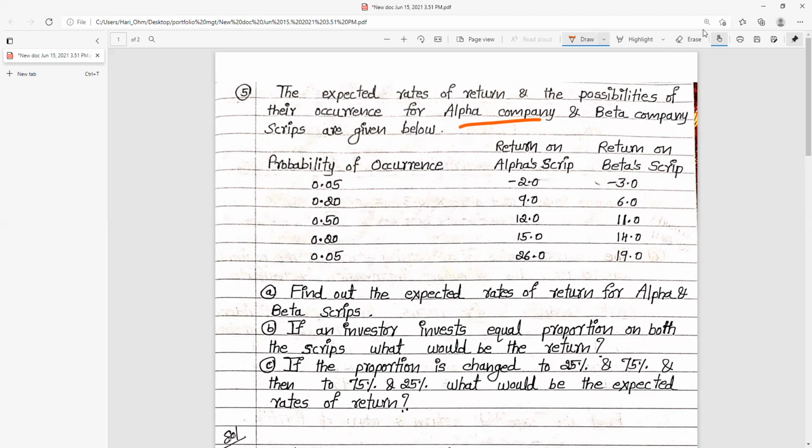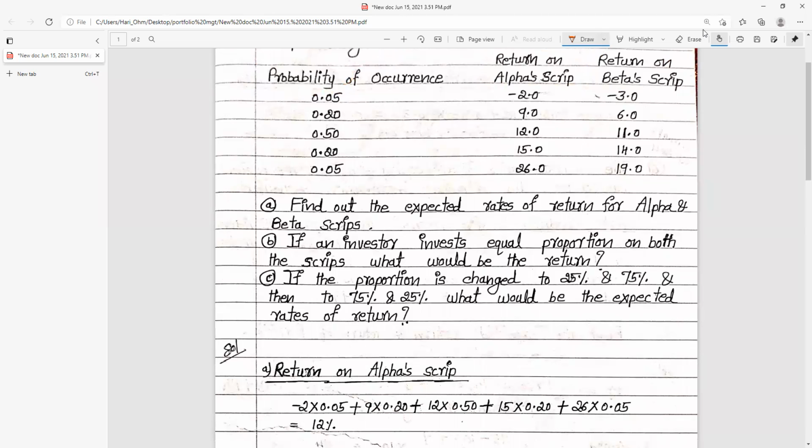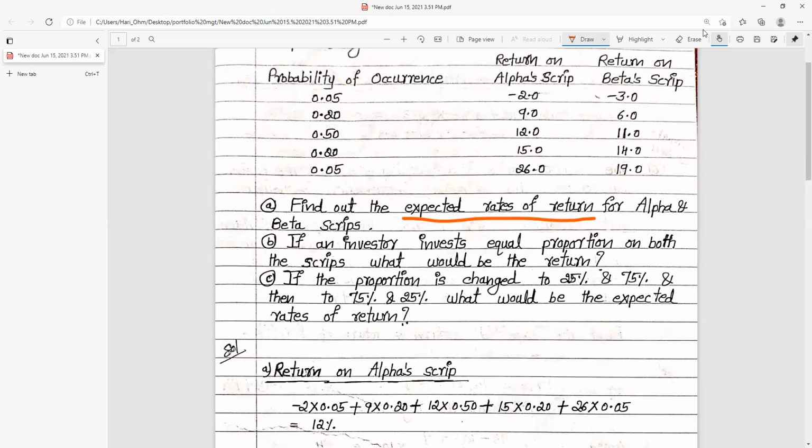Okay, first question. Find out the expected rates of return for alpha and beta scripts. You need to calculate expected return for alpha company and beta company. Next question: if an investor invests equal proportion on both the scripts, in the sense both the stocks, what would be the return? It is nothing but portfolio return. Proportion is equal, that is 0.50 and 0.50, 50%.